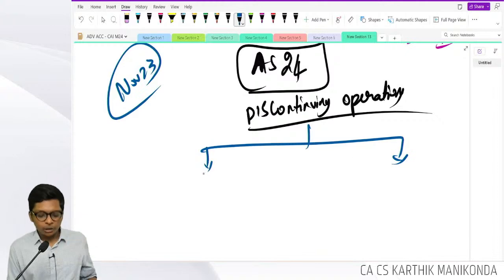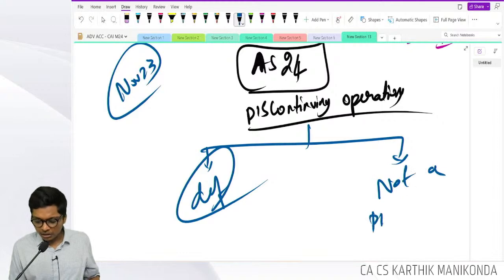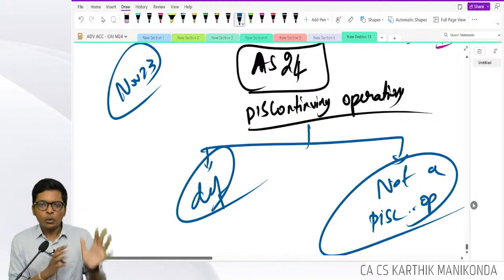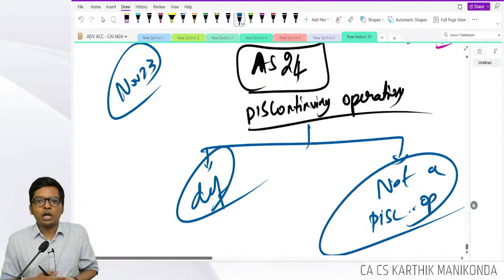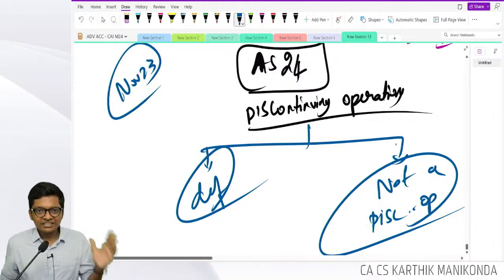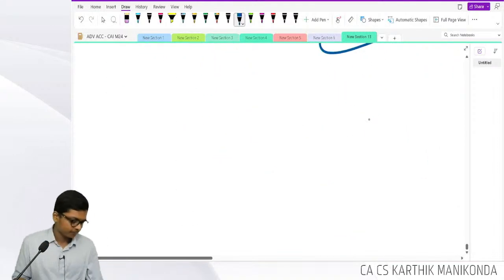What is a discontinuing operation? We have a definition. I'm going to see the key points in the definition. Biggest definition we have in all standards, and what is not a discontinuing operation. That's it. In the question, they will give a scenario. What is a discontinuing operation? What's not a discontinuing operation? We're going to discuss that for 10-15 minutes. Finish the standard, go to RTP questions, and then come back to 19-20-22 exam-oriented sums over there.